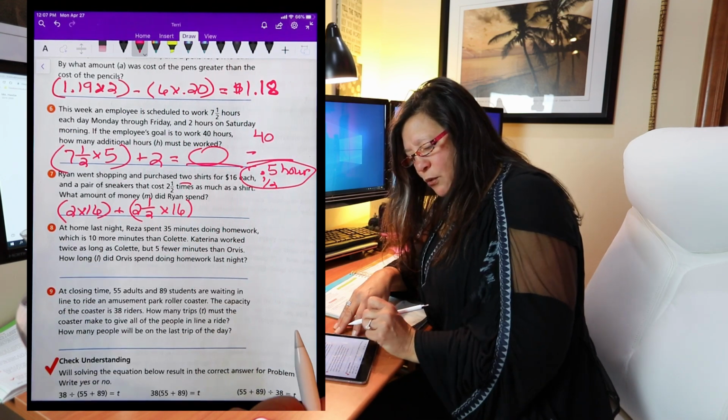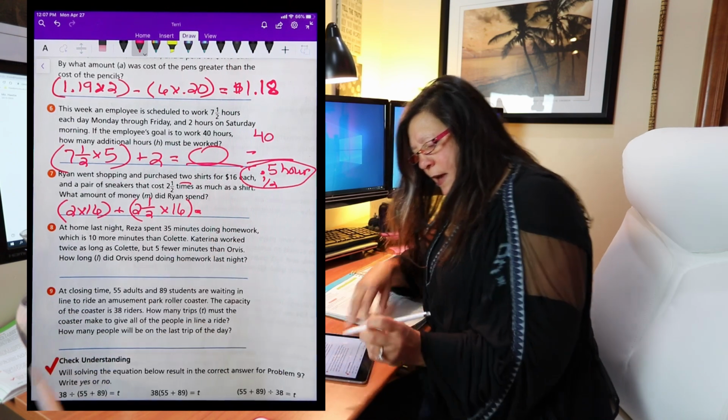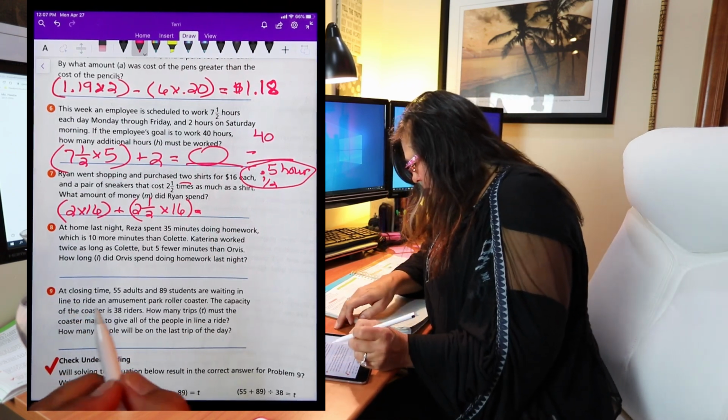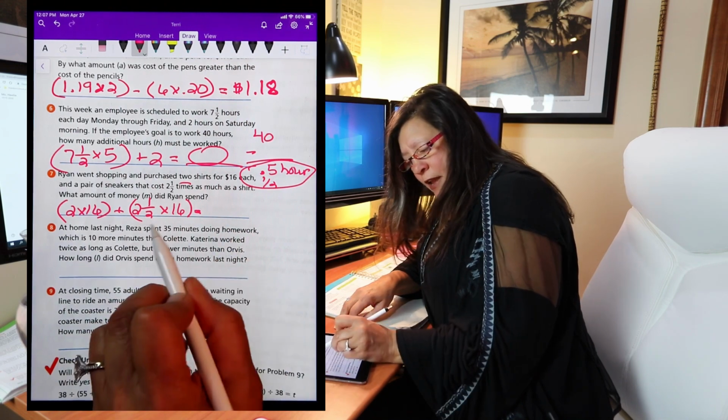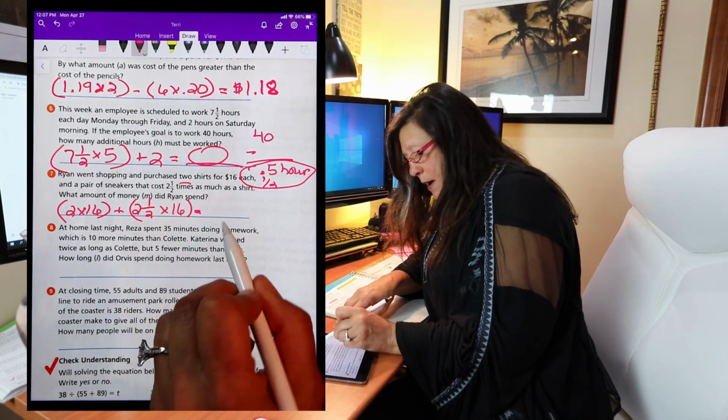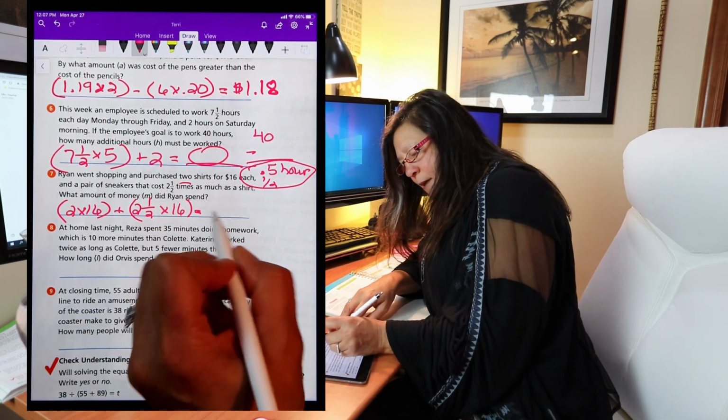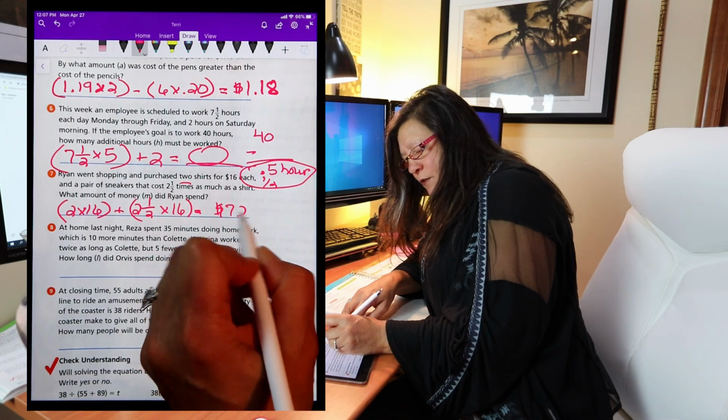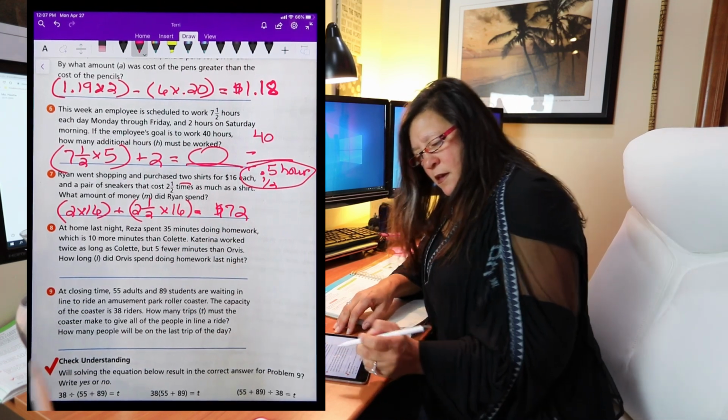So we're going to take that 2.5 times 16. That's our second equation. Okay, and when you are all finished, again, turn that 2.5 into an improper fraction so you can complete that problem. You should get $72 that he spent.